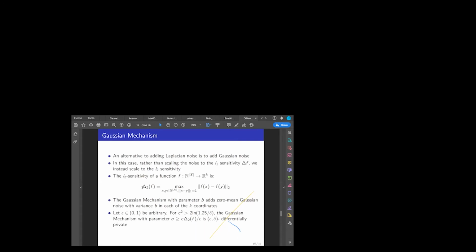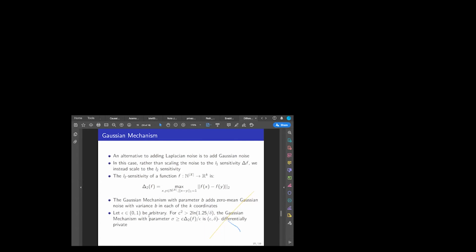The L2 sensitivity of a query function is defined in this manner for adjacent databases, which differ in one record. And you take the maximum of the query function difference in terms of the two norm. The Gaussian mechanism with parameter B adds zero mean Gaussian noise with variance B in each of the k coordinates.